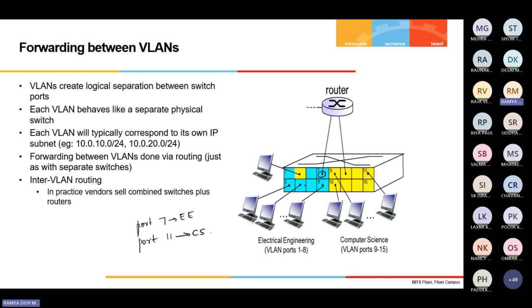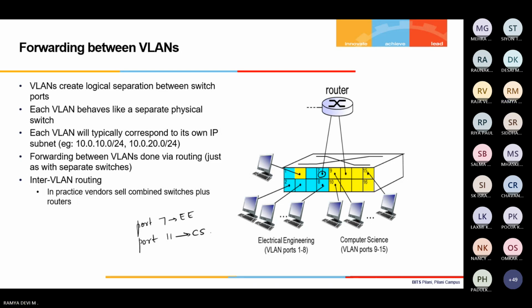VLAN logically separates the switch ports. So no two devices on two different VLANs can communicate directly, right? It isolates traffic. Ports 1, 2, 4, 5, 6, 7, 8, all these belong to electrical engineering, and 9 to 16 belong to the second VLAN, VLAN 2.